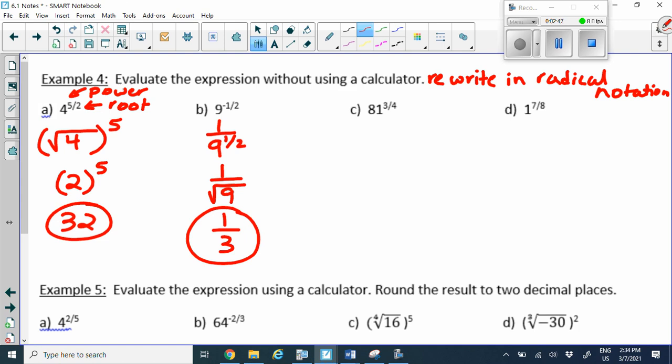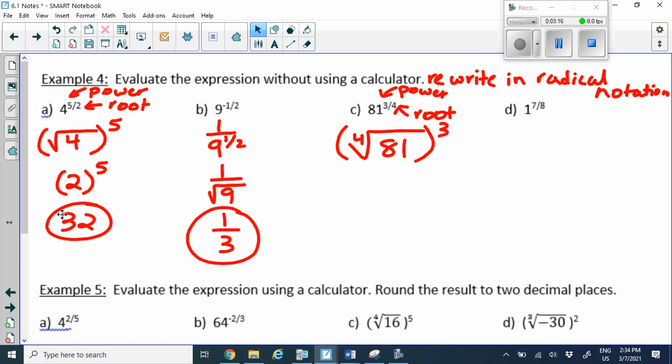Okay, go ahead and do the same thing for part C. Pause the video and rewrite 81 to the 3/4 in radical notation. Okay, let's see what you got. So 81 is our base, 3 is going to be the power, and 4 is our root. So here I have the 4th root of 81, and that's being taken to the 3rd power.